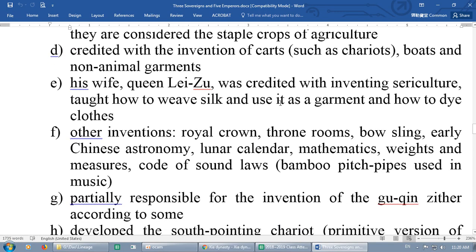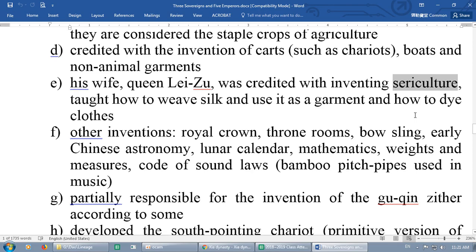Now, other inventions. He's also credited with the invention of carts, such as chariots, boats, and non-animal garments, meaning cloth material like cotton. As is more well known, his wife, or principal wife, was credited with inventing sericulture. Anybody know what sericulture is? No. Sericulture is the culture of raising silkworms to use their silk cocoons, to take the silk from the silk cocoons.